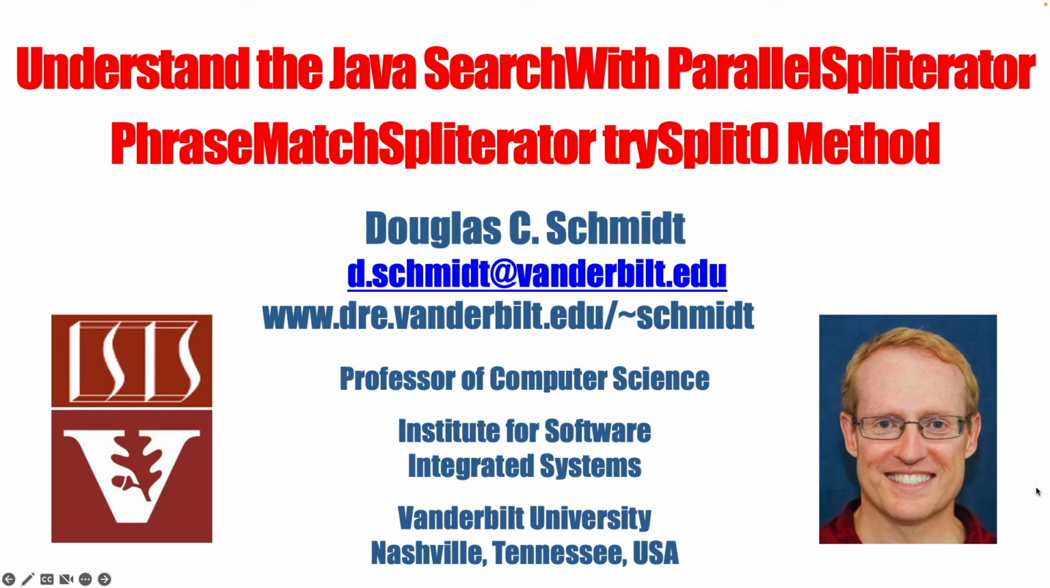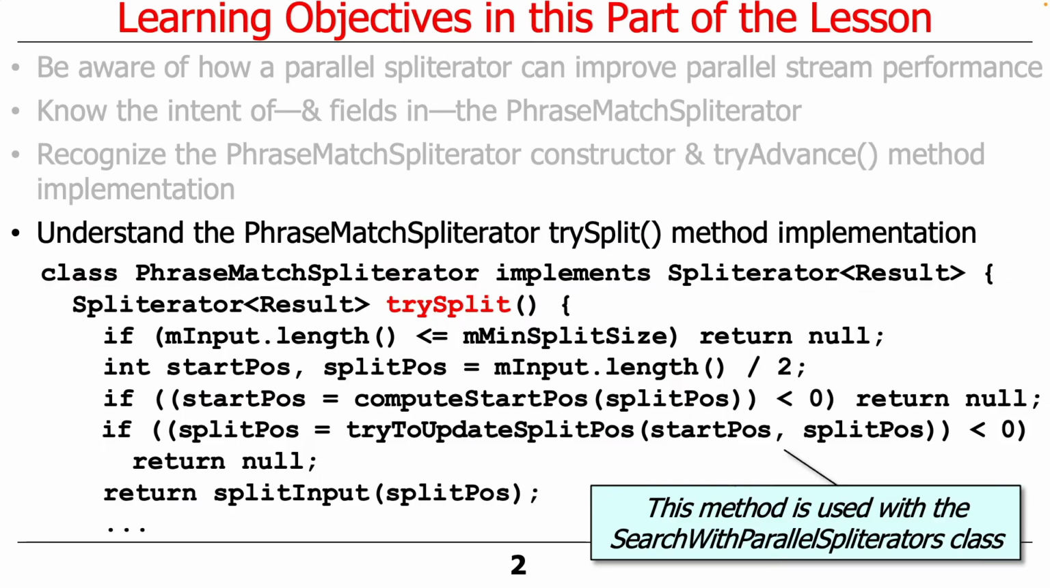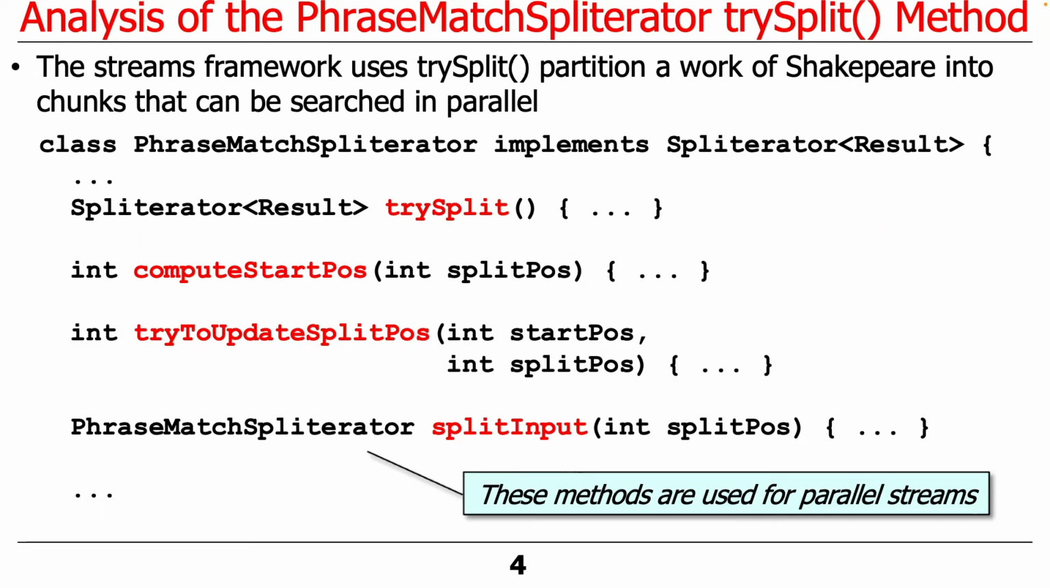So now that we've talked about the try-advance method, it's time to talk about the really interesting method here, the try-split method. And try-split is what's used with the parallel version of this in order to take a work of Shakespeare and break it up into smaller chunks. So we're going to use try-split, or rather more specifically, the streams framework is going to use try-split to partition a given work of Shakespeare into multiple chunks that can be searched in parallel. And it's going to use all these little helper methods to do this.